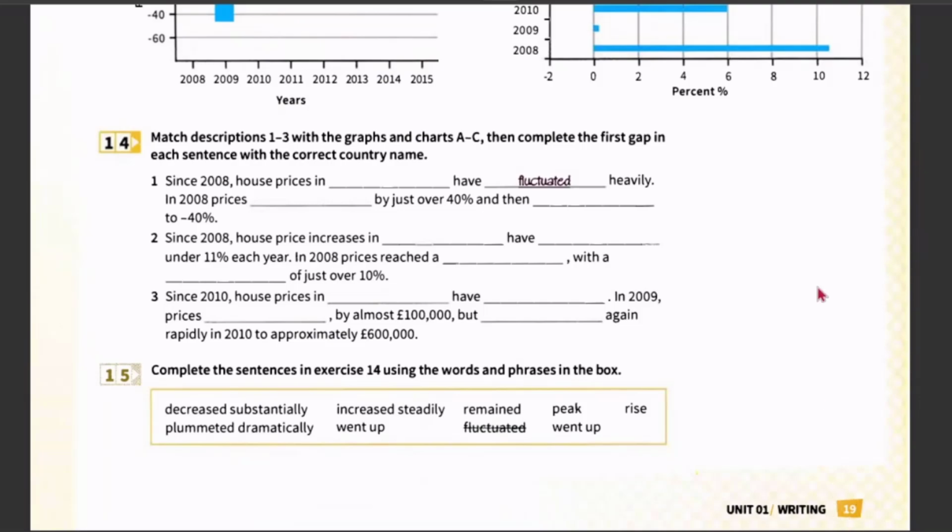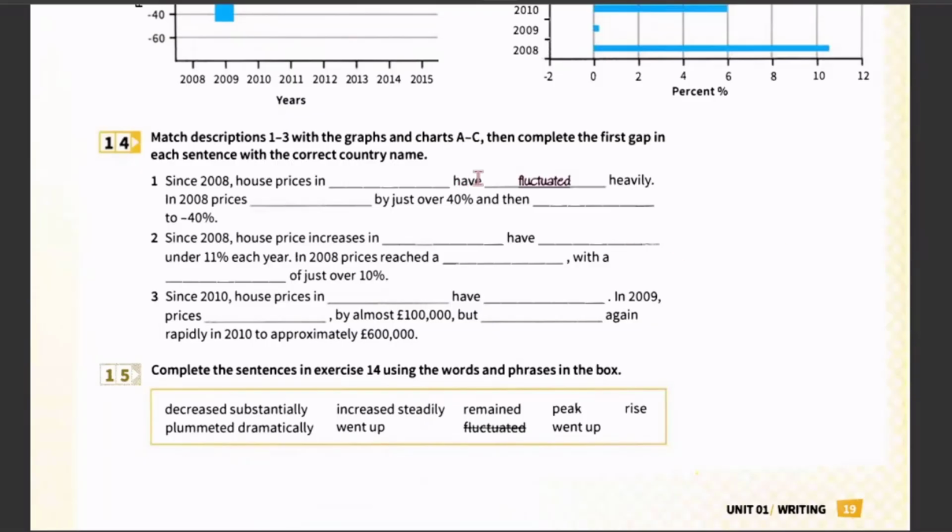Since 2008, house prices in Dubai have fluctuated heavily. In 2008, prices went up by just over 40% and then plummeted dramatically to minus 40%. Excellent. So number one represents which of the diagram? Graph B. Very good.